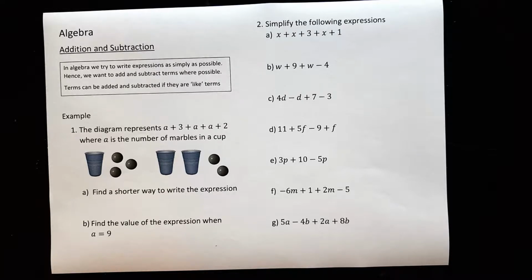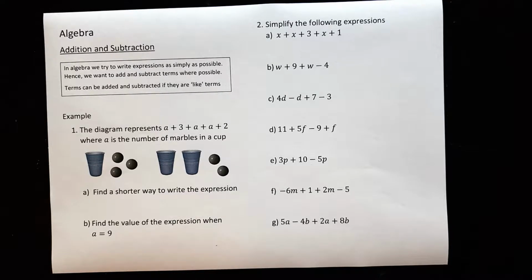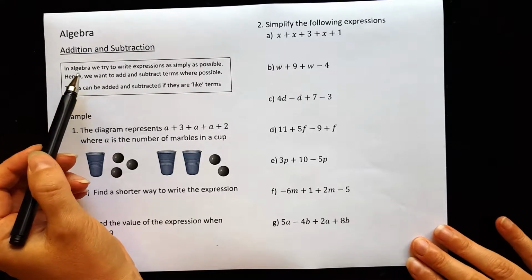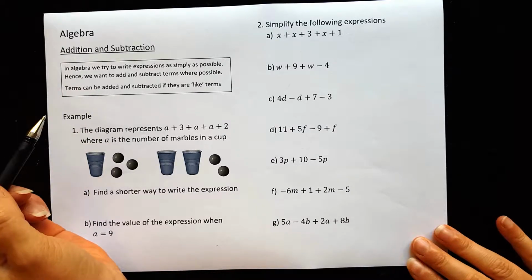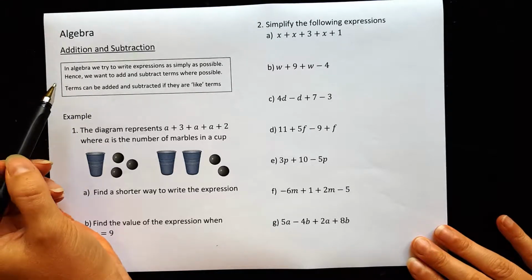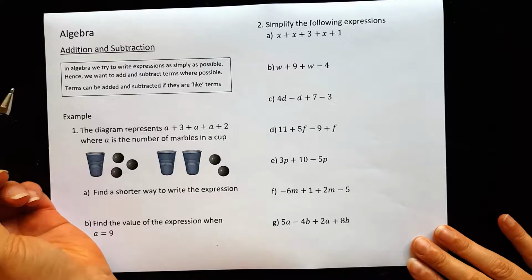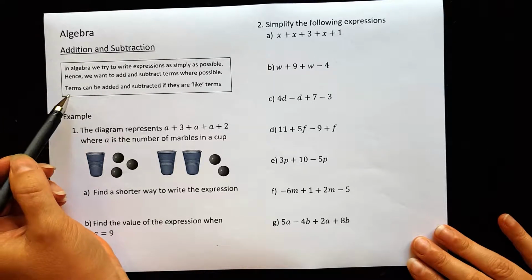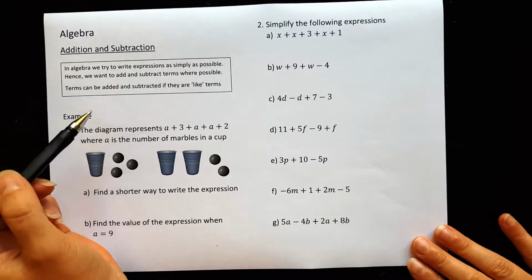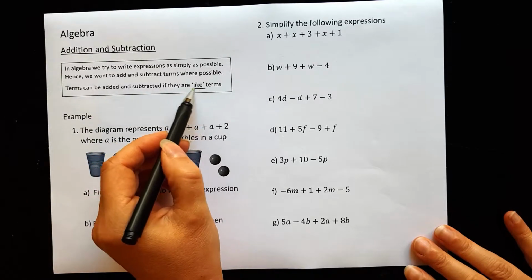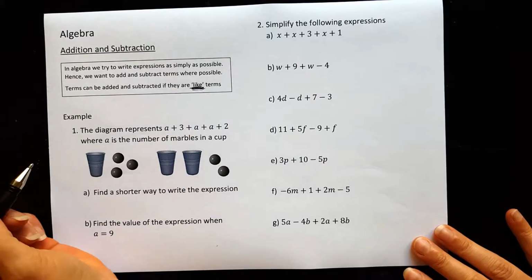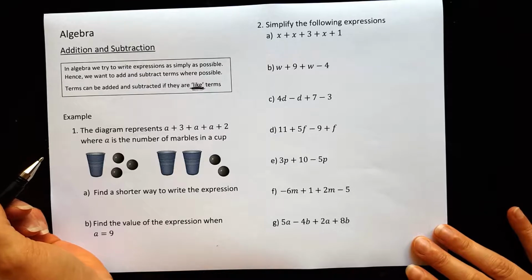Today we're doing algebra, and we are doing addition and subtraction of algebraic terms. In algebra, we try to write expressions as simply as possible. Hence, we want to add and subtract terms where possible. Terms can be added and subtracted if they are what we call like terms. Like terms means that they have exactly the same letters.